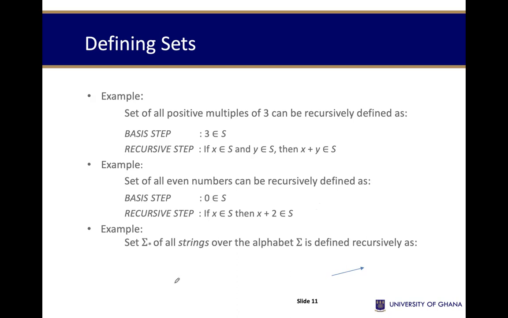Then consider the set sigma star of all strings over the alphabet A, B, C, D, all the way to Z. So that's sigma. We can define it recursively as follows. First, we have an empty string, whereby nothing is inside. And that becomes the basis step.